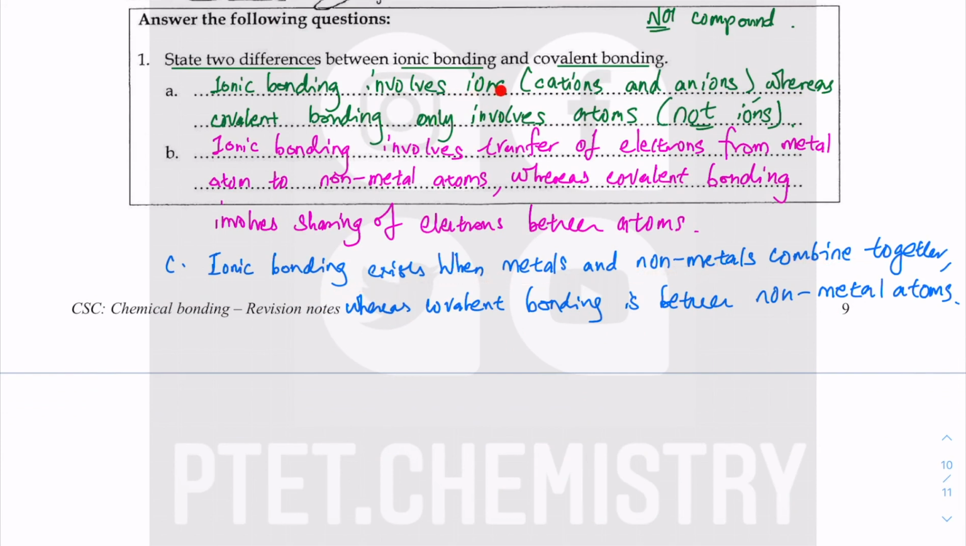Ionic bonding, of course, involves ions. That's why there is transfer of electrons from metal, losing electrons, and the non-metal atom gaining electrons, and non-metals will form anions. Metals will form cations, and the attraction between cation and anion is what you call ionic bond. Covalent bond involves atoms. It involves sharing of electrons between the non-metal atoms.